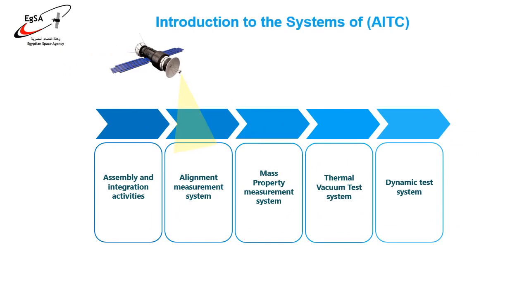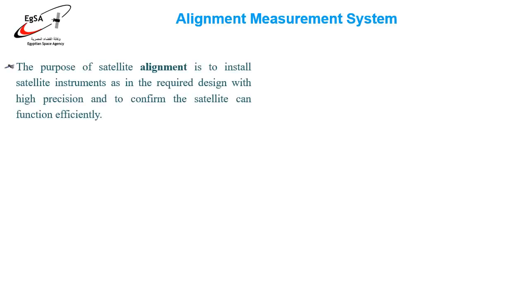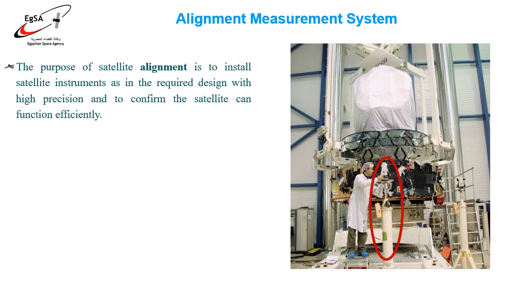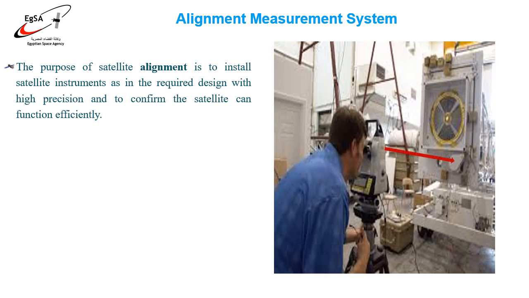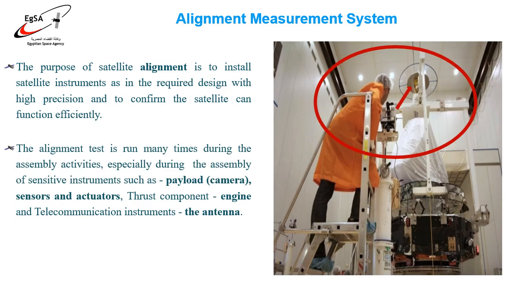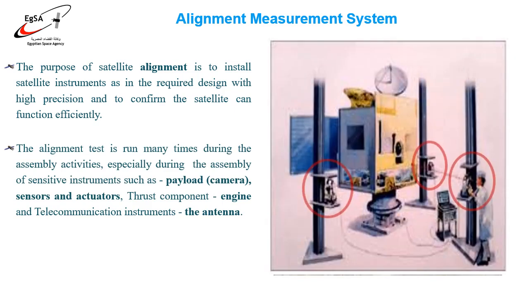Now we move to an introduction to alignment measurement system. The purpose of satellite alignment is to install satellite instruments as in the required design with high precision and to confirm the satellite can function efficiently. The alignment test is implemented many times during the assembly activities, especially during the assembly of sensitive instruments such as the payload, the camera, sensors and actuators, thrust component, the engine, and telecommunication instruments, the antenna.